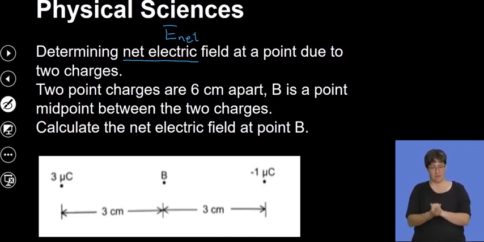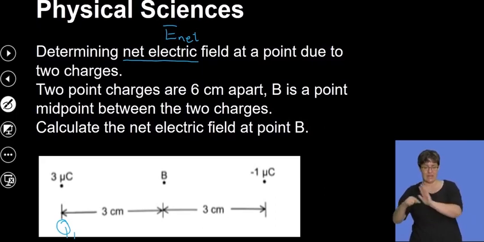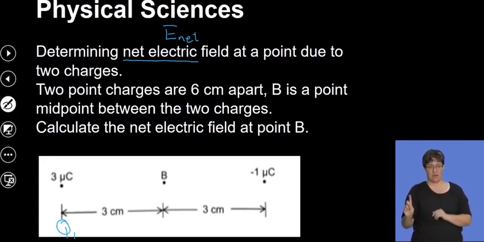The two point charges are 6 centimeters apart. That's the distance between the two point charges, and B is the midpoint. Midpoint means B is equidistant from Q1 and Q2. Then calculate E net of the field at point B. So the E at B is due to, let's call the 3 microcoulombs Q1, and let's label the negative 1 microcoulombs Q2. So this is the scenario that we have.